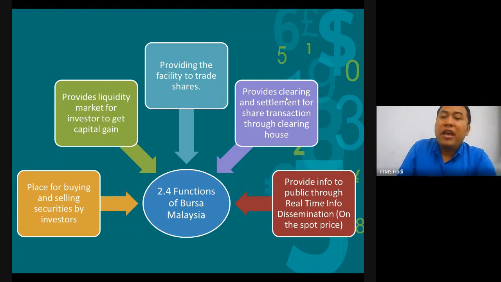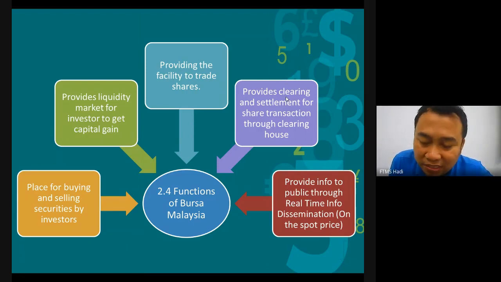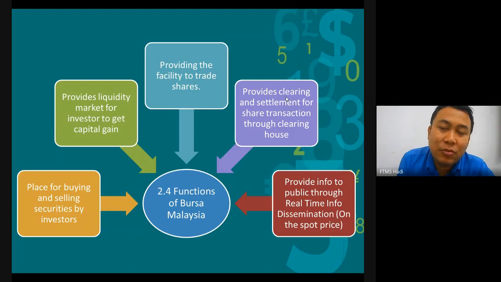They have to make sure that if the investor buys the shares, clearing and settlement means that the investor will get the shares. But if the investor wants to sell the shares, clearing and settlement means they need to ensure that the investor will get money from selling the shares. So that is clearing and settlement, to ensure the completion of the buying and selling transaction between the investor and a company.